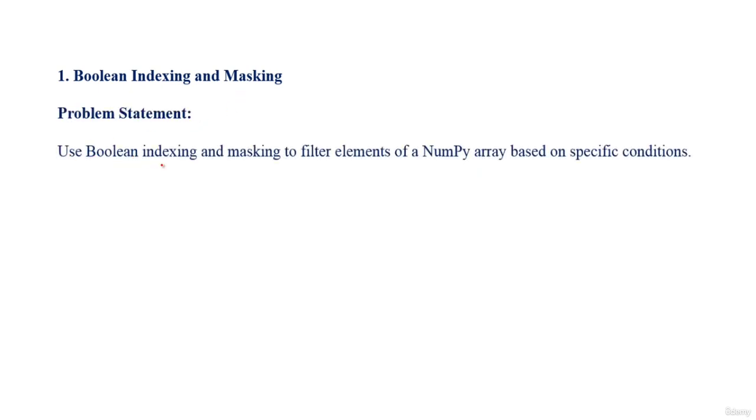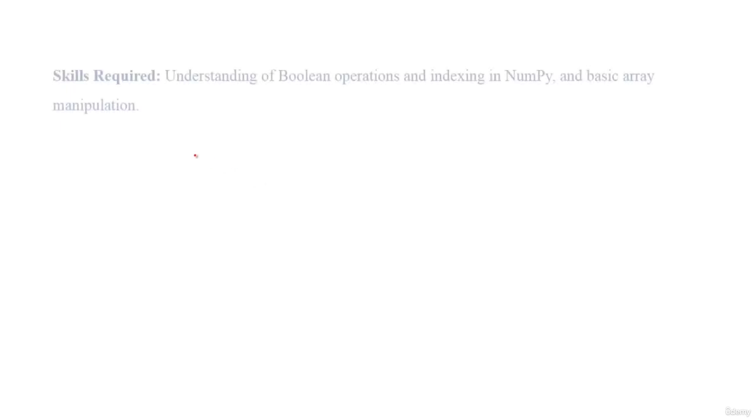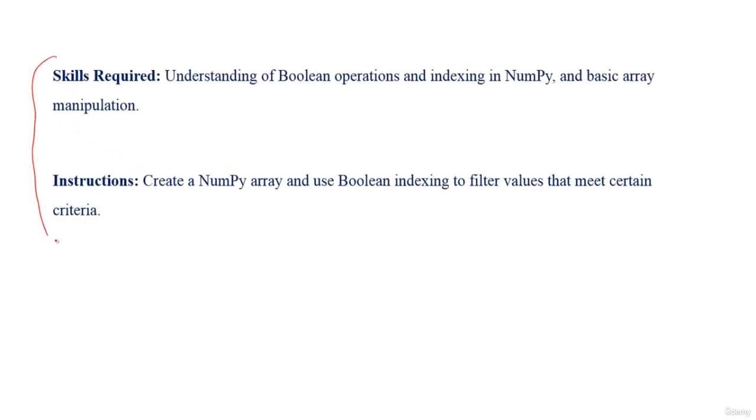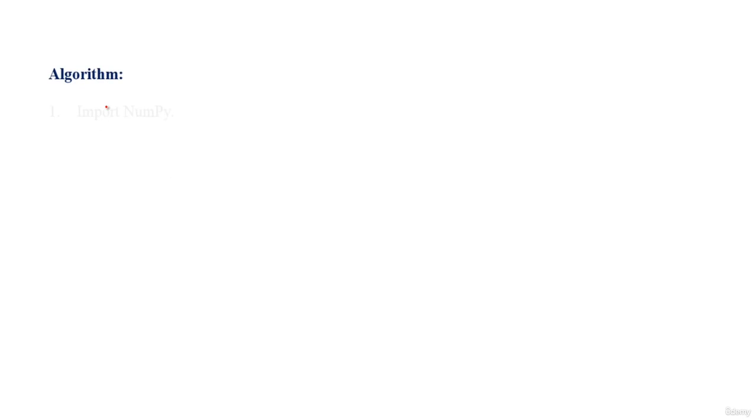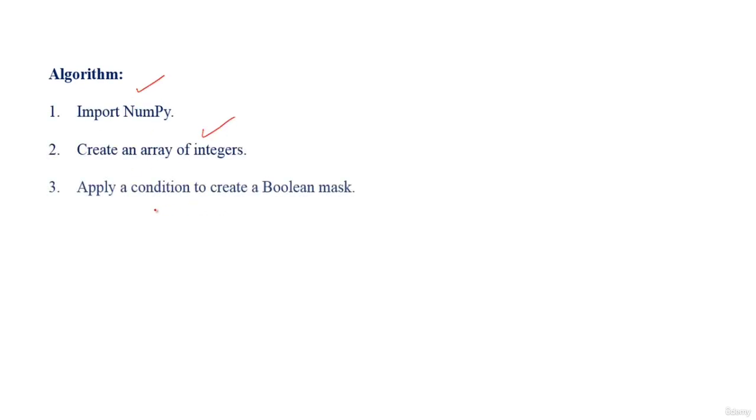Hello guys, in this section number 8 we will discuss different NumPy coding exercises. For example, the first problem statement is related to indexing and masking. Use Boolean indexing and masking to filter elements of a NumPy array based on a specific condition. It will work on your provided condition. Skills required and instructions you have to read carefully when I provide this PPT slide. Algorithm: first of all, import, create an array of integers, apply a condition. You have to make a condition to create a Boolean mask. Use the mask to filter the array. Print the filtered array result to the user.